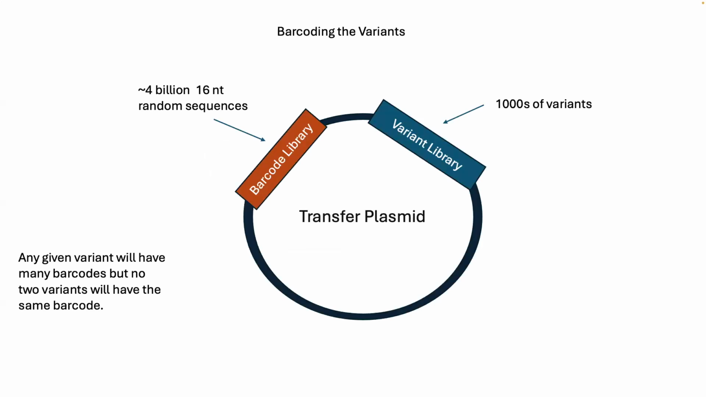So we have a transfer plasmid. We have a variant library, which I told you, saturation library, or the 2.5 million library. And then we put a small DNA in there called a barcode, which is 4 billion 16 nucleotide sequences. So any given variant will have a unique barcode because the number of barcodes is huge compared to the number of variants. So no two variants will have the same barcode. It's that simple. The barcode tells you what the variant is.